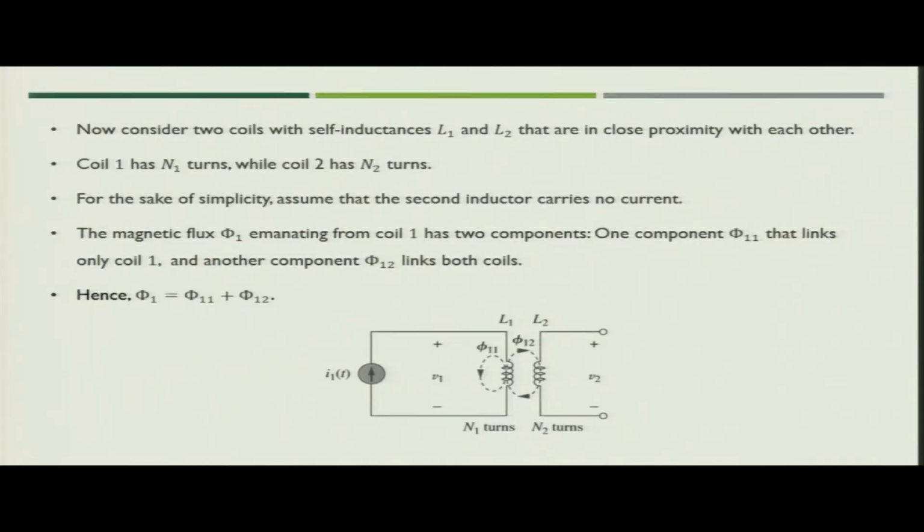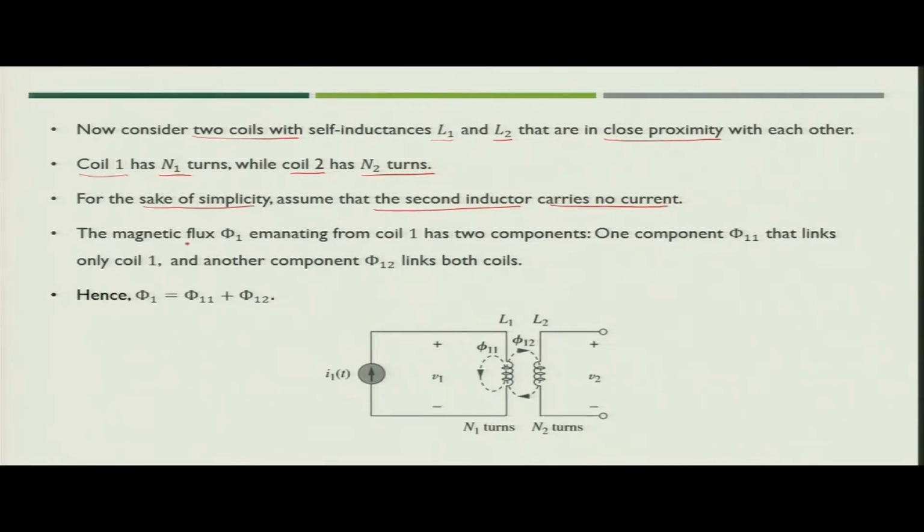Now, let us consider two coils, and we assume that they have self inductances L1 and L2, and both coils are placed in close proximity with each other. If coil 1 has N1 turns and coil 2 has N2 turns, for the sake of simplicity, let us assume that the second inductor carries no current.